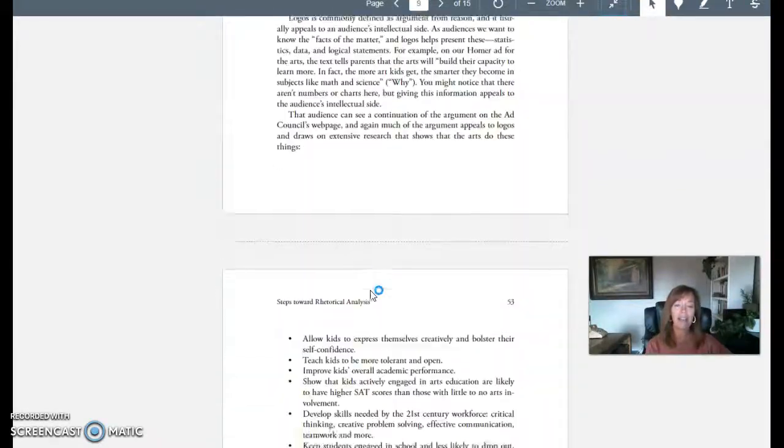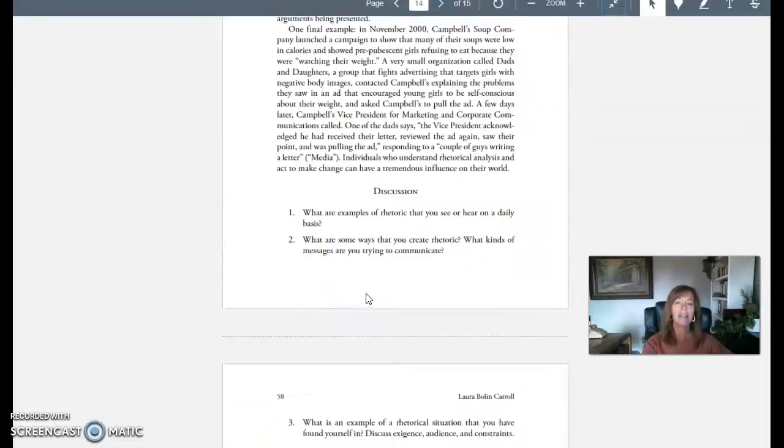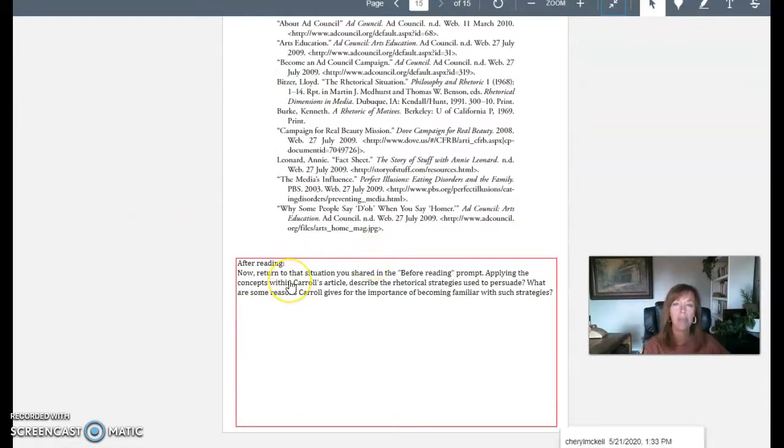And then at the end, if you look down here, there are some discussion questions. Ignore them. You can look over them if you want. They're actually good to compel some thoughts, but we're not answering them. Go clear to the bottom, and there's an after reading prompt where I'm asking you to return to that situation where you wrote about a case where somebody persuaded you right at the beginning. Return to that and do a little analysis based on what you've read, what Carol talked about concerning rhetorical analysis, and then share some of the reasons why she thinks this kind of analysis is so important.